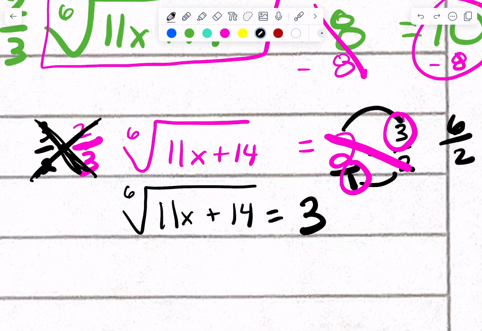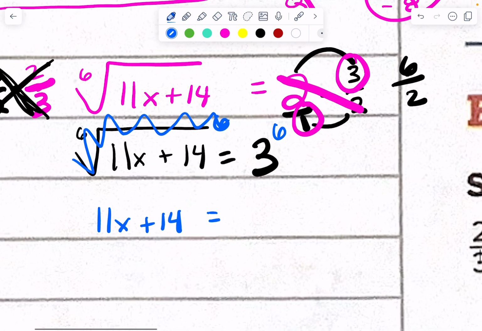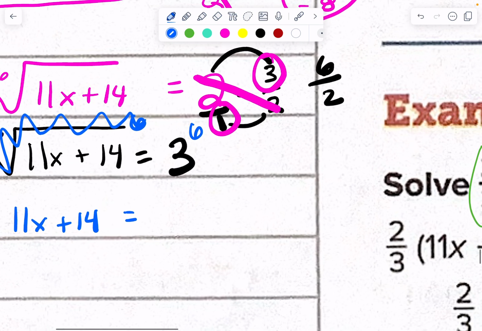That's one of my steps. Now, to get rid of the 6th root, I take it to the 6th power. That cancels, but I have to take the 3 to the 6th power. So 11x plus 14 drops down, okay? And 3 to the 6th power. I have a dumb calculator, so I'm going to do some of this by myself. That means 6 of them, right? All right, so here's how I do this.